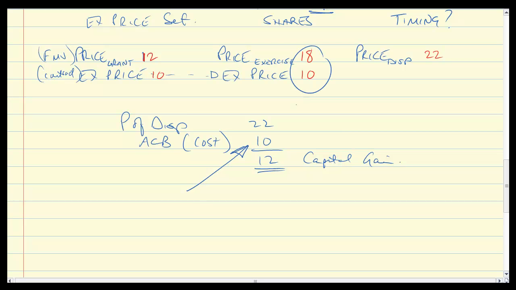Because in here, she got something that was worth 18. She paid 10, but what it looks like is she got a discount. And it also looks like she got a discount as a result of her employment. And that sounds like an employment benefit. So we look at this and we say, wait a minute, what if the ACB, or the adjusted cost base, was actually 18? Well, then her gain is 4.